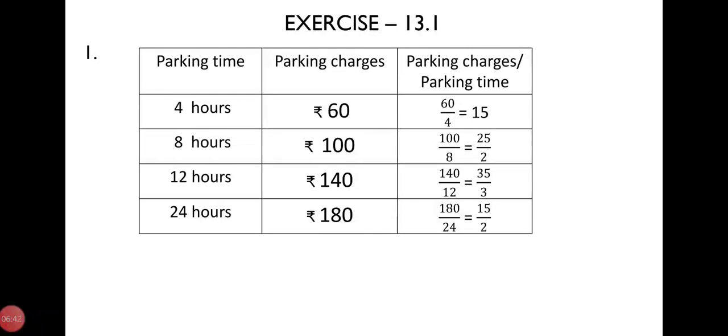Now for 4 hours the parking charge is rupees 60, so the cost for 1 hour is 60 upon 4, that is rupees 15. Similarly for 8 hours it is rupees 100, so the parking cost will be 100 upon 8, that is equal to 25 upon 2. For 12 hours it is rupees 140, so the cost for 1 hour will be 140 upon 12 equal to 35 upon 3. And for 24 hours the charges are rupees 180, so the cost for 1 hour will be 180 upon 24 equal to 15 upon 2.